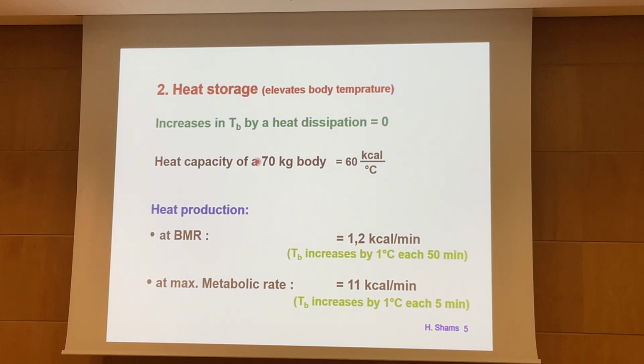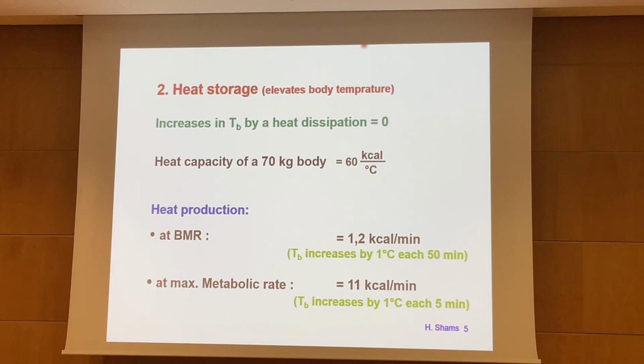The heat capacity of the body is 60 kilocalorie per 1 degree Celsius. Why is that? Because we are water. 70% of us is water. If you know the definition of kilocalorie from school, it is the amount of heat or energy that you add to 1 liter of water to increase its temperature by 1 degree. So 1 liter, 1 degree is a kilocalorie. And we are 60 liter water, and therefore 60 kilocalories would raise our body temperature by 1 degree.